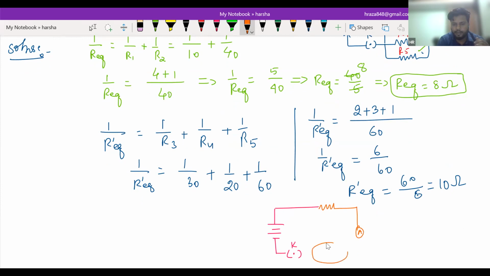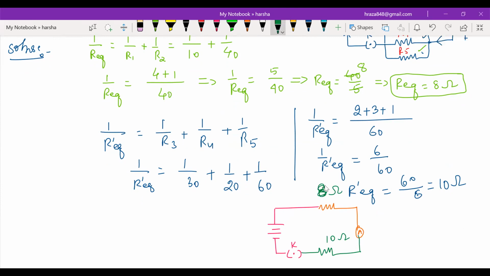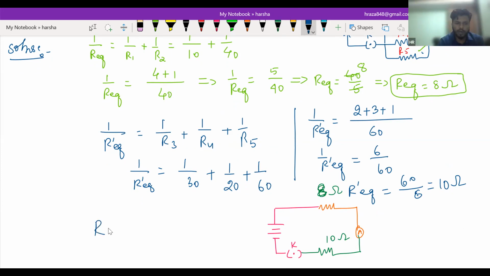And here was also in parallel combination and it will look like this. Now you can see this is 10 ohm and this is 8 ohm. Now what is the combination? Series or parallel? Series. So now you are going to find the R equivalent. So R double dash equivalent, because I already took R dash equivalent, and it will be equal to 8 plus 10. That will be equal to 18 ohm.